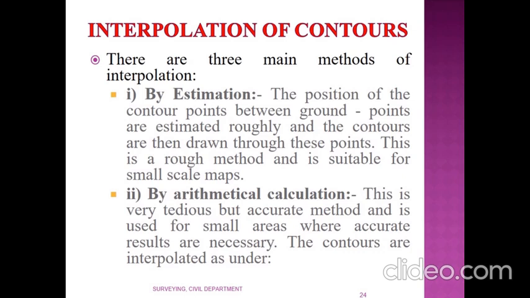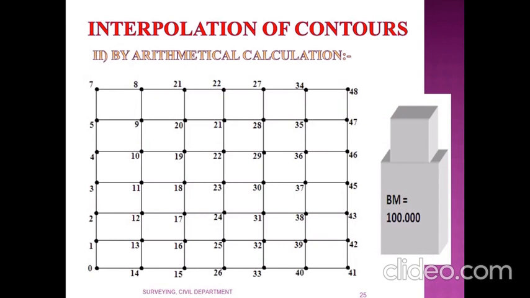And the second method is by arithmetic calculation. This method is used when high accuracy is required and the scale of the map is intermediate or large. In this method the distance between two points of known elevation is accurately measured. Then with the help of arithmetic calculation, the position of the required elevation point is computed.